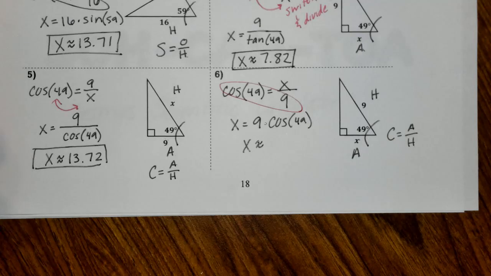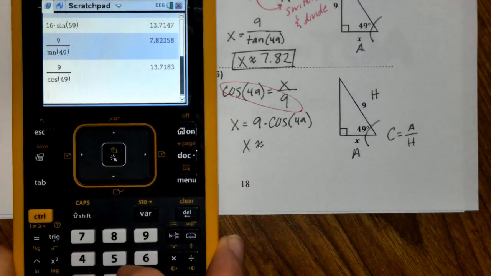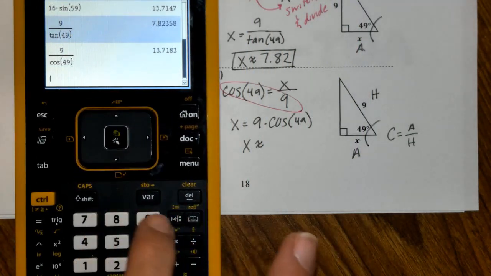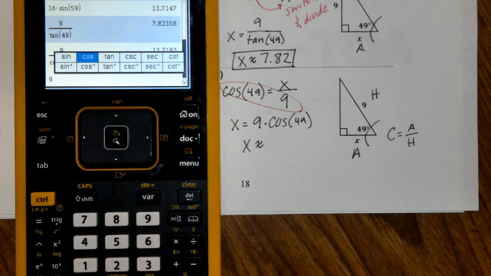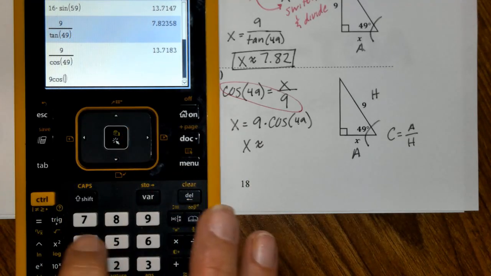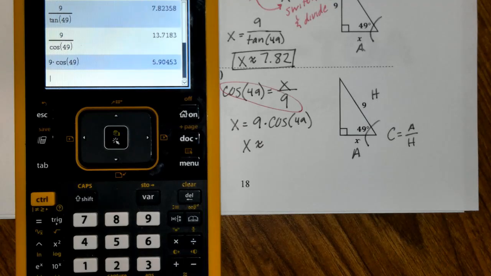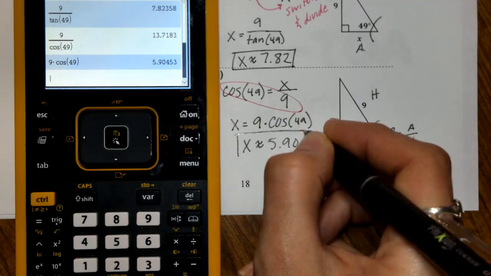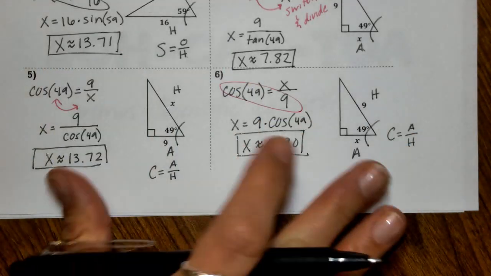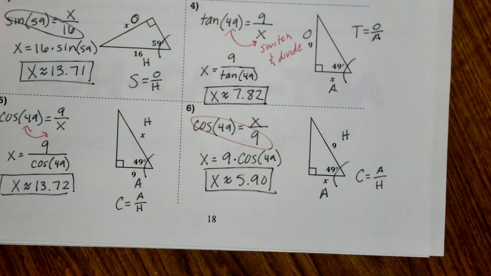X will be approximately, bring back that calculator. We're going to be taking the 9 first, and then we press the trig button, scroll over to cosine, type in our angle measure of 49, and we're going to round to the nearest hundredth. This is going to be approximately 5.90.